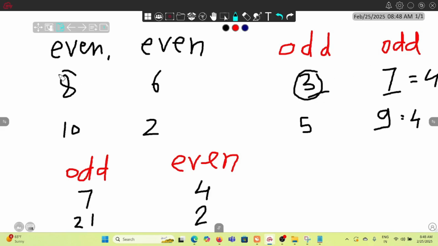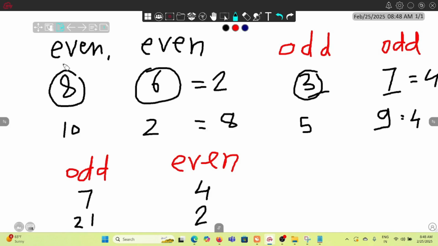Similarly, the difference of even numbers also always gives us an even number. For example, 8 minus 6 is equal to 2, which is an even number. 10 minus 2 equal to 8, this is also an even number. So remember, if we have the same parity, meaning both of them are even or both of them are odd, then their difference would always be an even number.